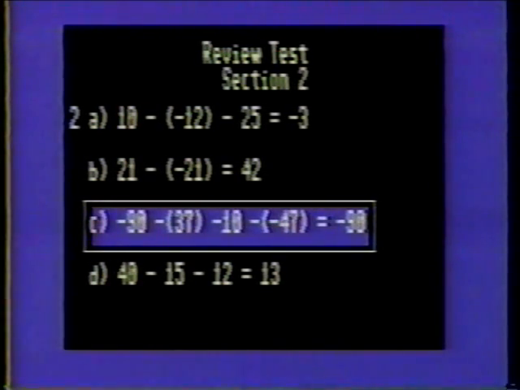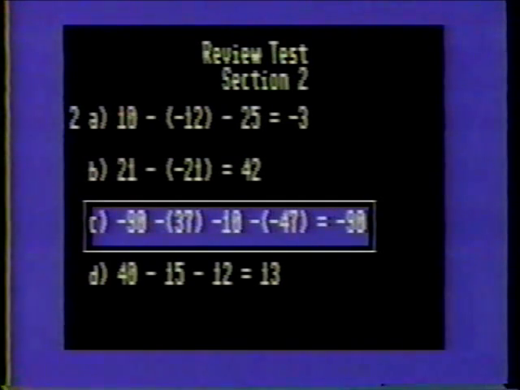Problem 2C. Negative 90 minus 37 minus 10 minus negative 47. Don't forget that a minus sign preceding another minus sign is positive. Thus, minus negative 47 becomes positive 47. Thus, we have negative 90 minus 37 minus 10 plus 47.